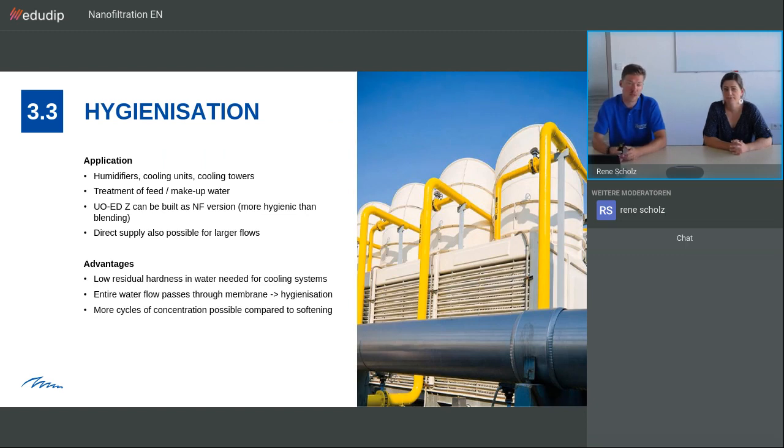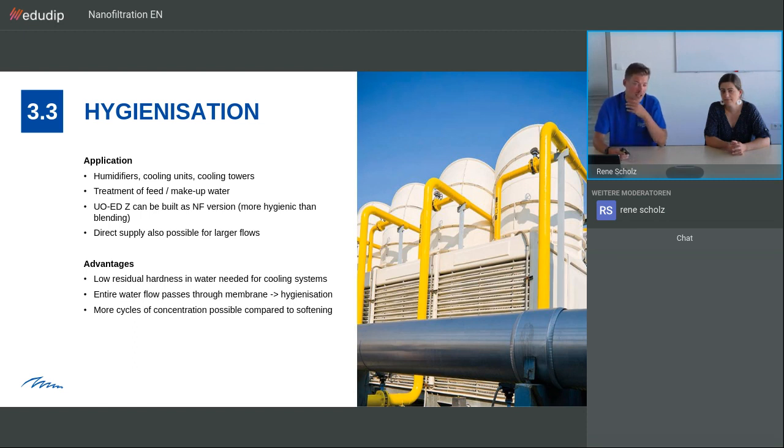All right, so the more common one, let's say, is the hygienization, or not more common, I don't know. It is used for humidifiers, cooling units and cooling towers, and treatment of feed and makeup water. Some of you maybe already know the UEDZ series. It's basically a hygienic reverse osmosis of Herco with a self-supplying pressure unit, so you don't have the permeate tank in between the applications. So it's a direct feed of the application afterwards. And we can also build this unit as nanofiltration units.